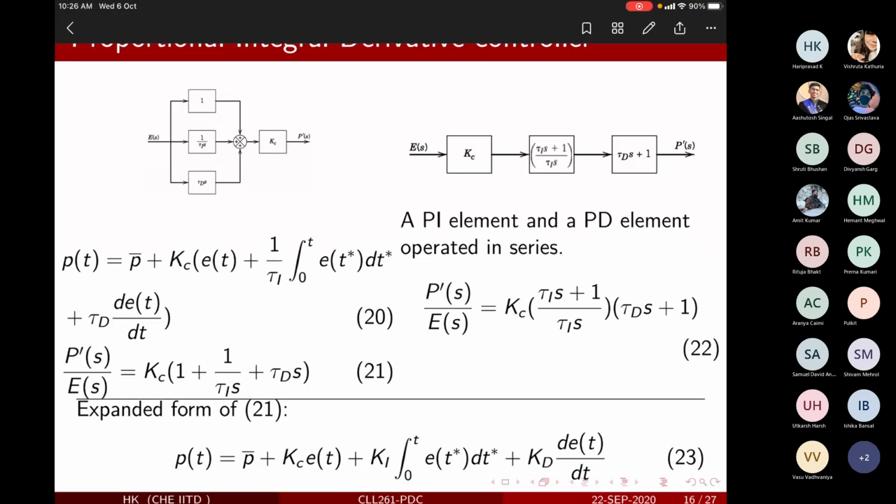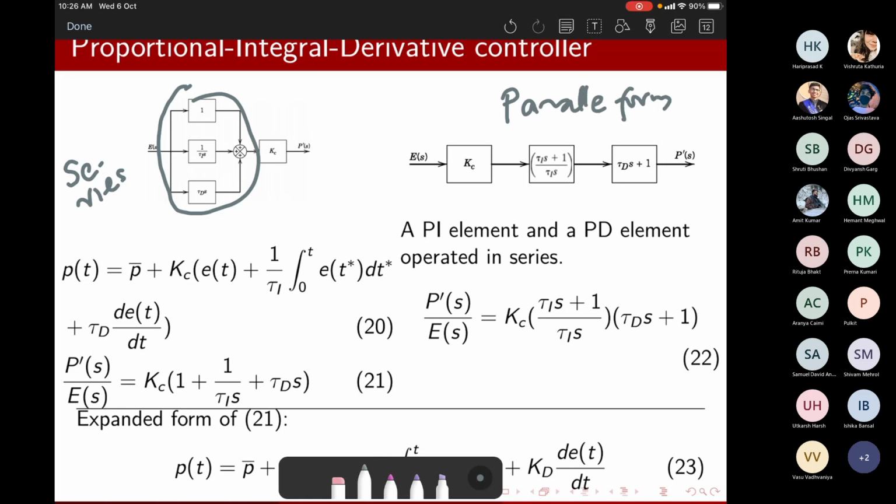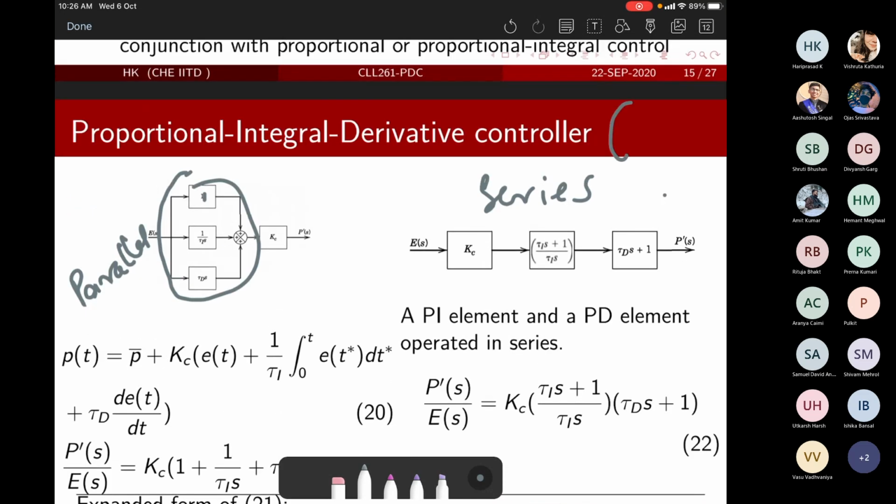Whatever you see over here is a circuit implementation of PID. This is particularly known as the series form of the PID controller, and this is the parallel form. By name, because things are parallel here, things are series here, just like a parallel circuit and a series circuit. Again, this is the hardware implementation. Please understand this.